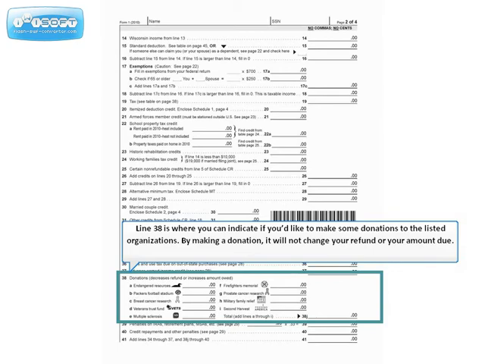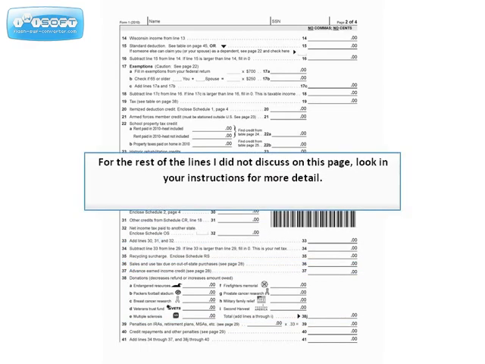By making a donation, it will not change your refund or your amount due. For the rest of the lines I did not discuss on this page, please look in your instructions for more detail.